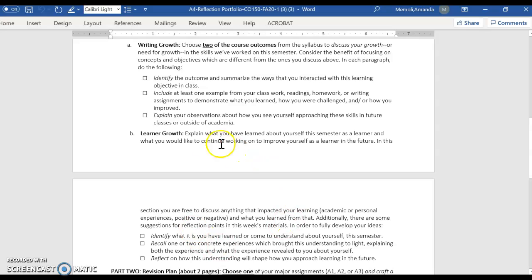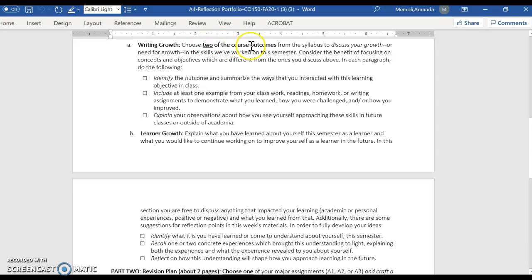So we also looked at an example paragraph of learner growth, and you have a strong example of the entire essay. So I think we did what we needed to with this piece. Writing growth, though, is going to be a little bit more involved because it's asking you to speak to specific course outcomes. And I'm just going to quickly read through this one more time just so we can remind ourselves of what we're doing.